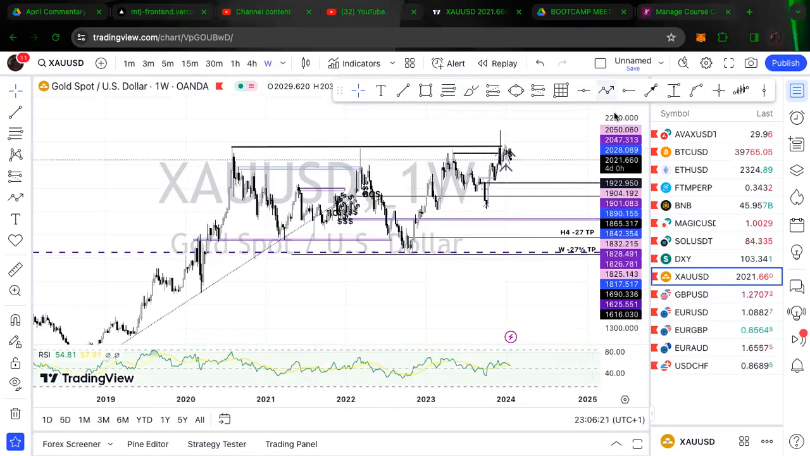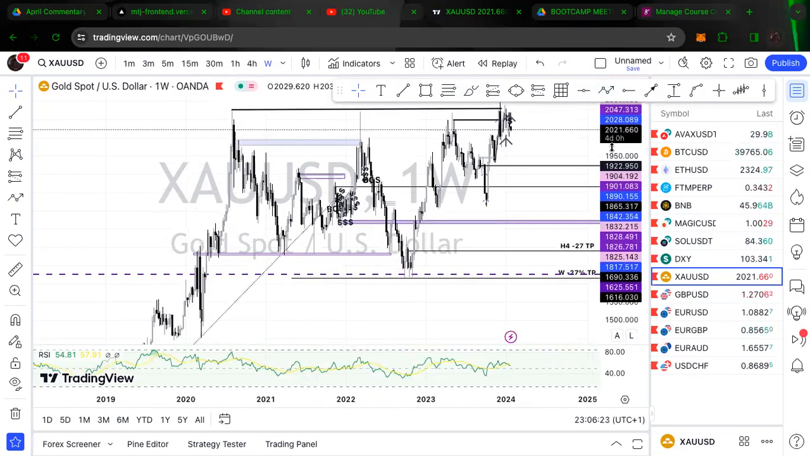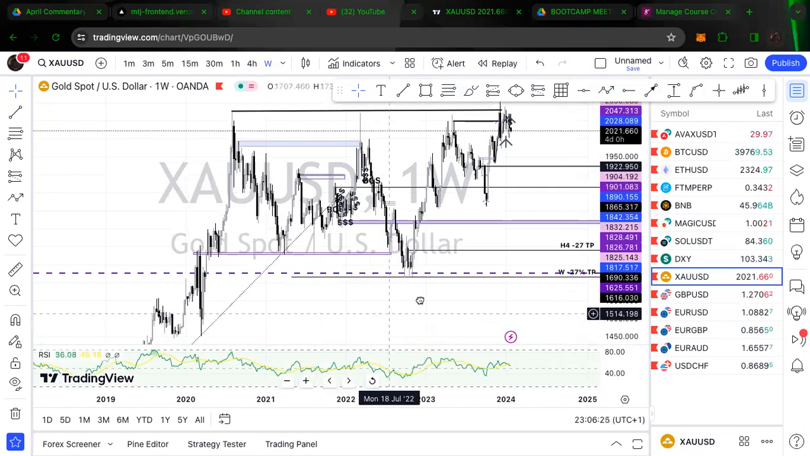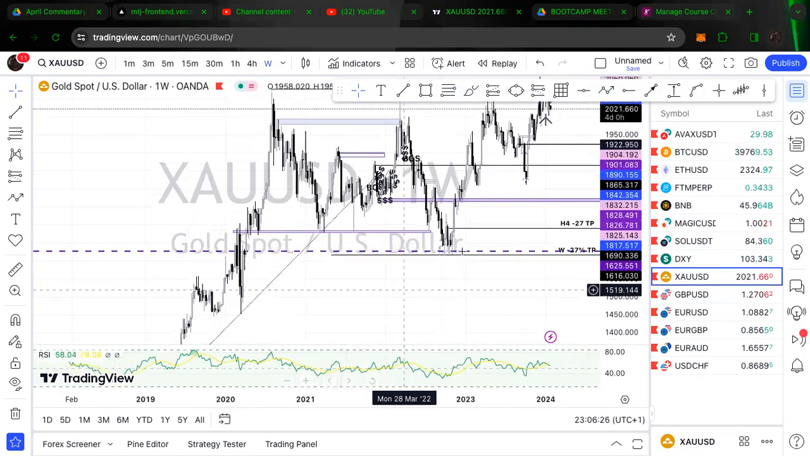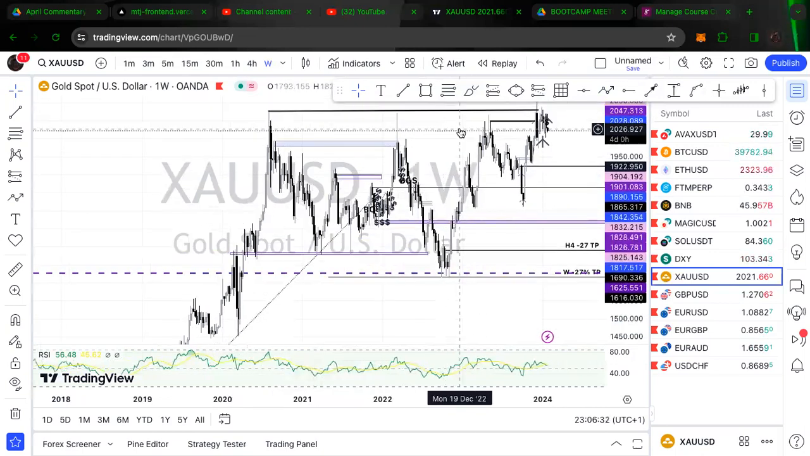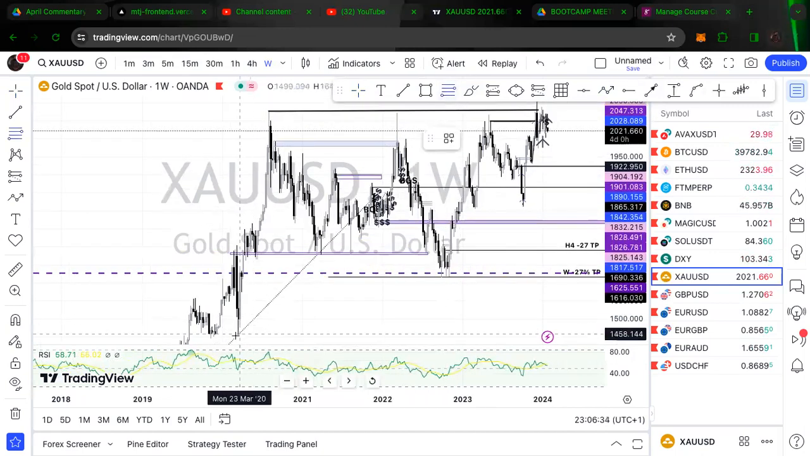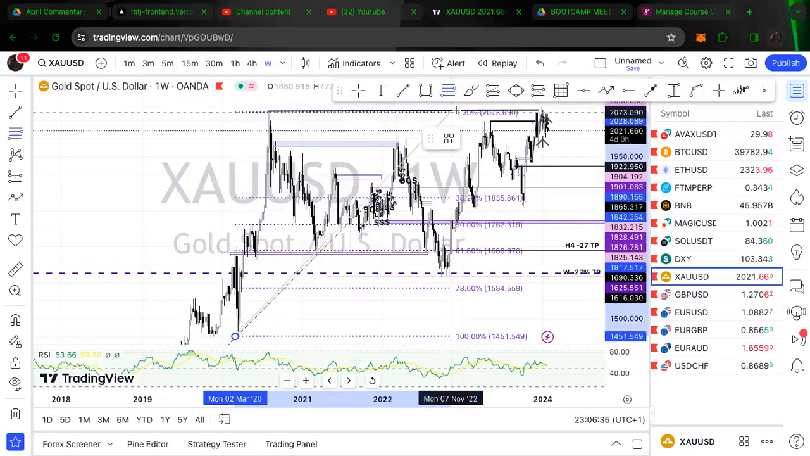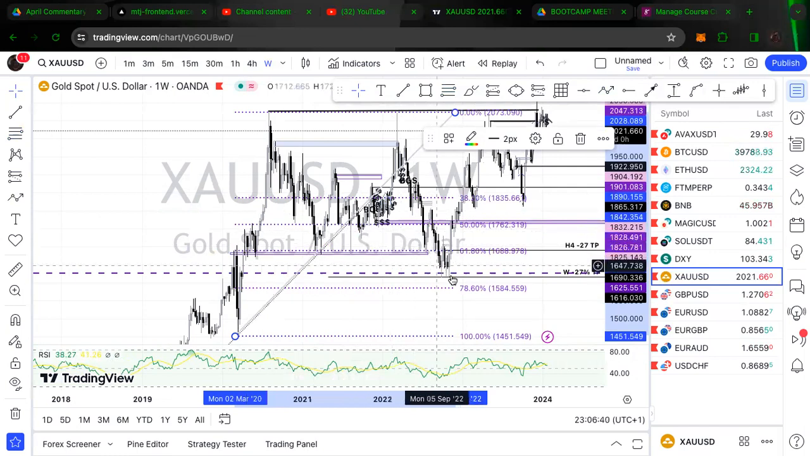That TP is 20. Let me show you. This low to this low here, because price is on an uptrend, right? So if we draw a Fibonacci from this low right here to this high right here, price has pulled back and almost tapped into our minus 78.